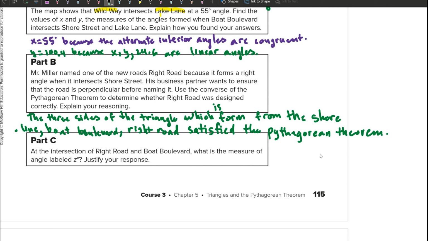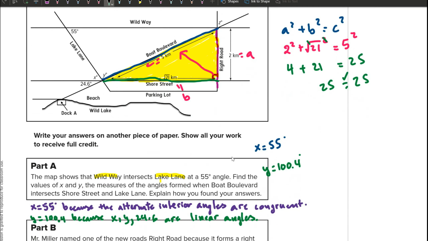Now part C. At the intersection of the Right Road and the Bolivar Boulevard, what is the measure of the angle labeled Z? Justify your response. So we're going to find angle Z. Now we know for sure that the Right Road is a perpendicular line, which means they cross at 90 degrees. So this one is 90 degrees, this is also 90, and this one is also 90. Z is a part of 90 degrees. So to find Z, we need to take 90 and take away that angle.